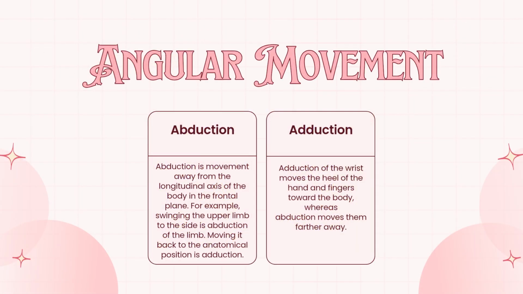Abduction is movement away from the longitudinal axis of the body in the frontal plane. For example, swinging the upper limb to the side is abduction of the limb. Moving it back to the anatomical position is adduction. Adduction of the wrist moves the heel of the hand and fingers toward the body, whereas abduction moves them farther away.